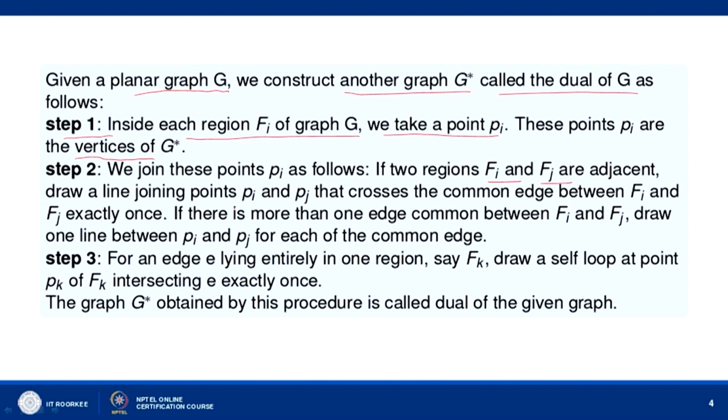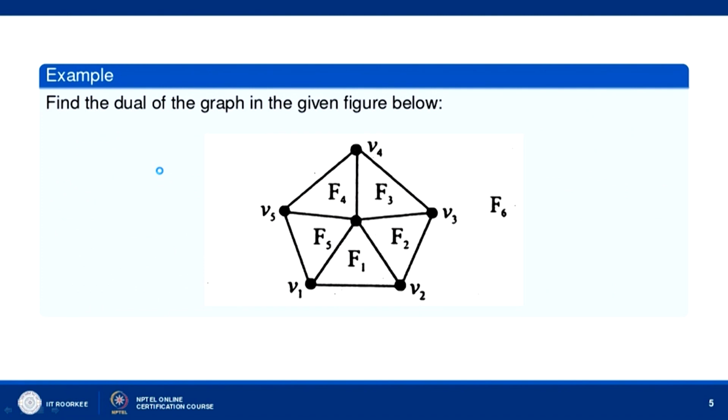Let us first see some examples on this before we go to step number 3, because in step number 3 we have the case where an edge E is lying entirely in one region. So, that will come later. Let us first consider the case where we use step 1 and step 2 to get the dual of a graph. Say for example, let us look at this graph. Let us find the dual of this graph.